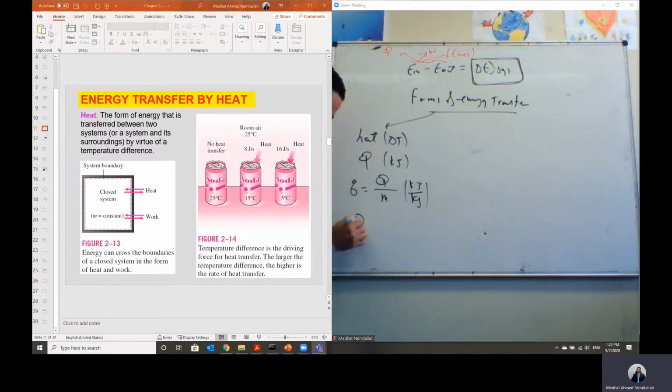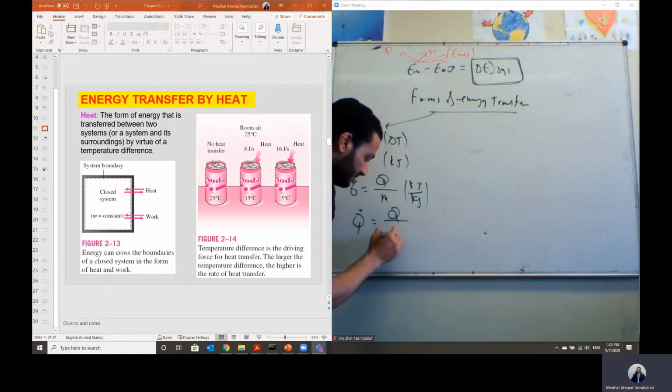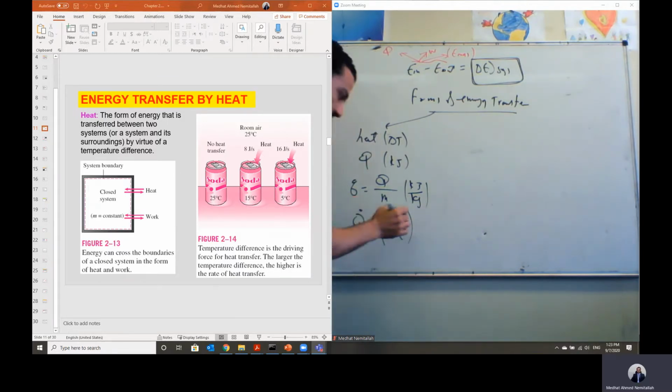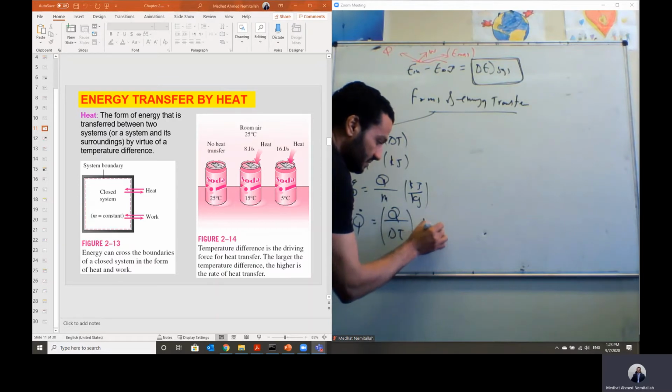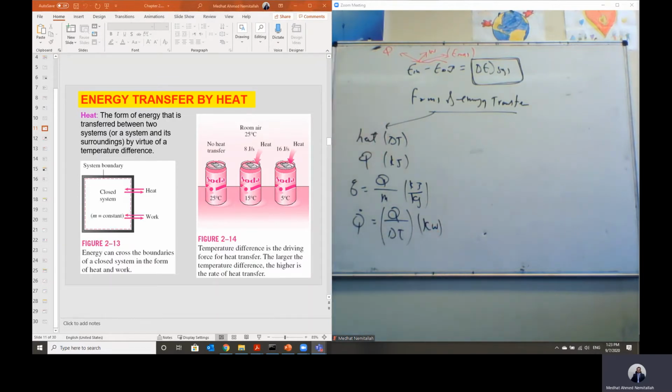Also, we consider this symbol, the rate of heat transfer, Q dot, which is the total heat transfer over a time slot delta t, which is Q over delta t, in kilojoule per second. So this term should be calculated in kilowatt. So either we have Q, the total heat transfer in kilojoule, or we have a specific heat transfer, small q. I think in your background, small q is the heat flux per unit area.